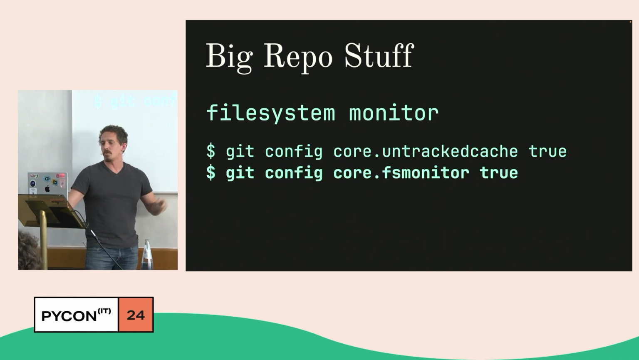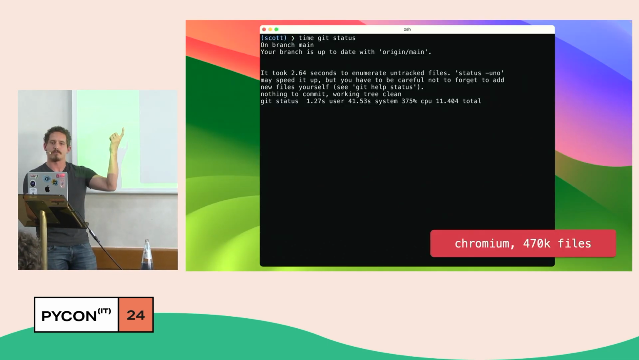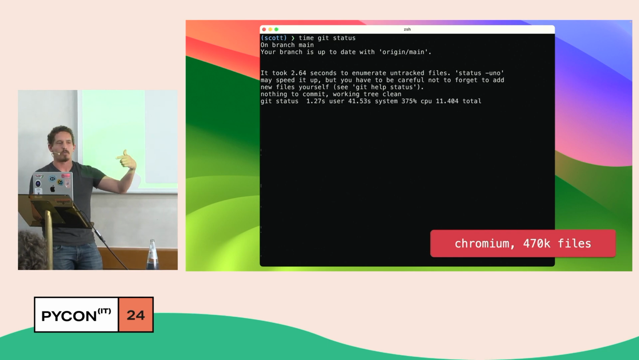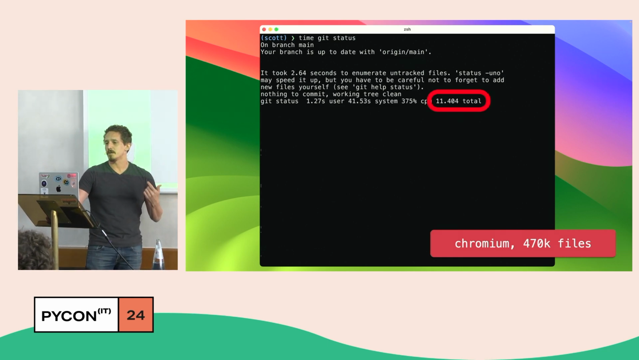So you can turn this on with core.fsmonitor true, and then essentially the next time that you run git status, it's going to fire up this daemon in the background, and it'll sit there watching your file system and keeping this log, so when you run git status, it becomes much faster.